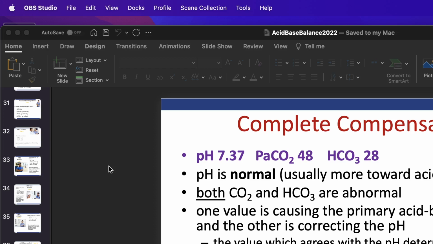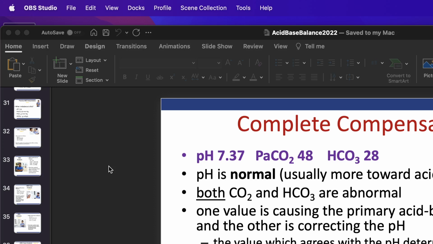Okay, so we're going to pick up with slide 27, I want to say. All right, so we're going to walk through 10 case studies together. I think the most challenging part with ABG analysis is really figuring out if it's fully compensated, partially compensated, or no compensation. By the time we get through these 10 case studies, I promise you, you will have it.